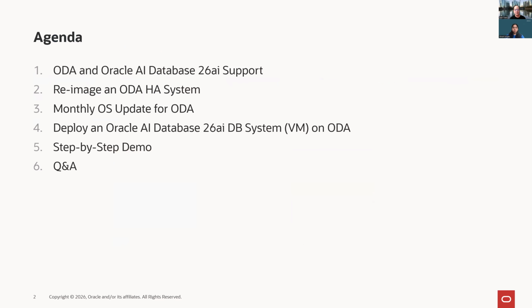So here's a quick agenda. I'm going to spend a few minutes talking about ODA and Oracle AI Database 26AI support. And then on a very high level, I'm going to quickly go through the reimaging an ODA HA system step by step, as well as monthly OS update for ODA, and then how to deploy a 26AI DB system on ODA. Then Shruti will get into the actual recorded step-by-step through the command, following the instructions in our documentation to go through all these three things. And then we'll end up with a Q&A at the end.